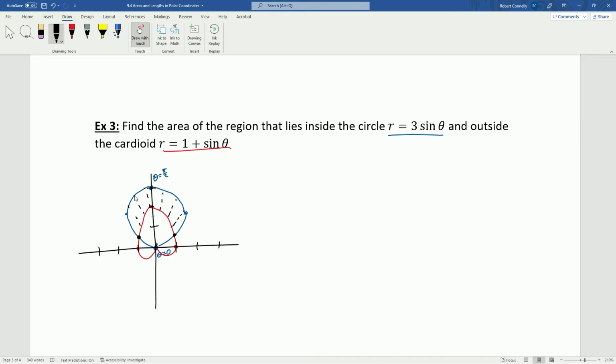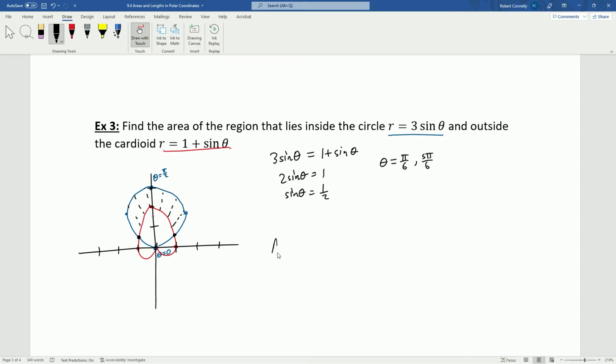Okay, so how do we do that? Well, first we set them equal. 3 times sine of theta equals 1 plus sine of theta. So subtract that, that's 2 sine of theta equals 1. So sine of theta equals 1/2. And that means that theta is going to be equal to pi over 6 or 5 pi over 6. Okay, so theta is pi over 6 or 5 pi over 6.